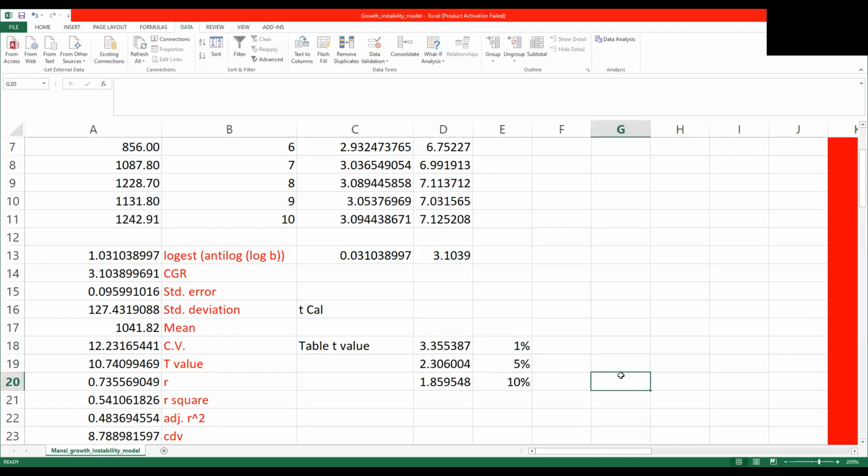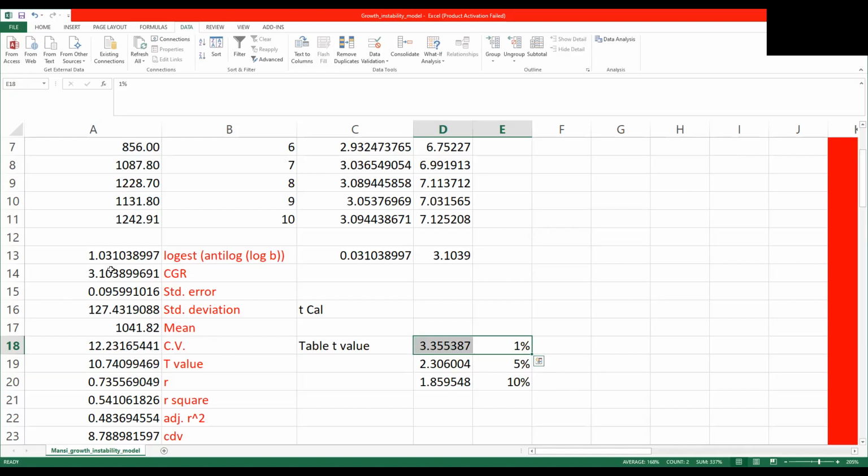Now you could see here the value is 10.74, and we are able to reject the null hypothesis even at 1% itself. Forget about 5%. We reject the null hypothesis that the growth rate is not significant at the 1% level itself. So we can say this growth rate of 3.10 of groundnut yield in Junagadh district per annum over the time period is significant at 1% level.